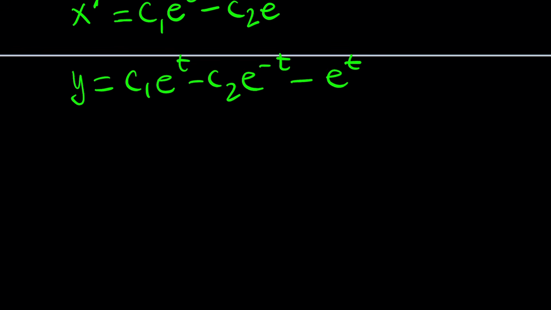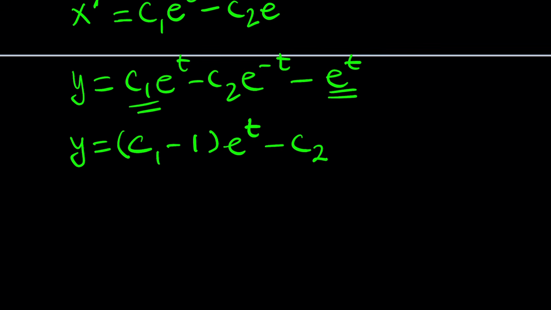Since e to the t appears twice, we can go ahead and put those two things together and write it as c1 minus 1 multiplied by e to the t minus c2 e to the negative t. Now, you could definitely replace c1 minus 1 with another constant like c3, but make sure not to use c1 because it also depends on the solutions for x.